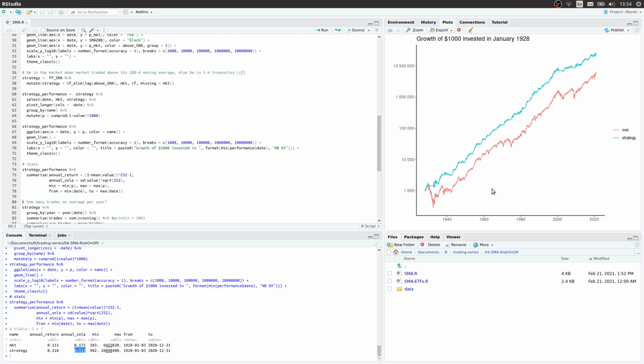And yeah, you see, between 1928 and 2020, your strategy gave you like 26 million final portfolio value, as compared to 6 million from being invested in the market. So it wasn't 10 million, it was 6 million from being invested in the stock market.